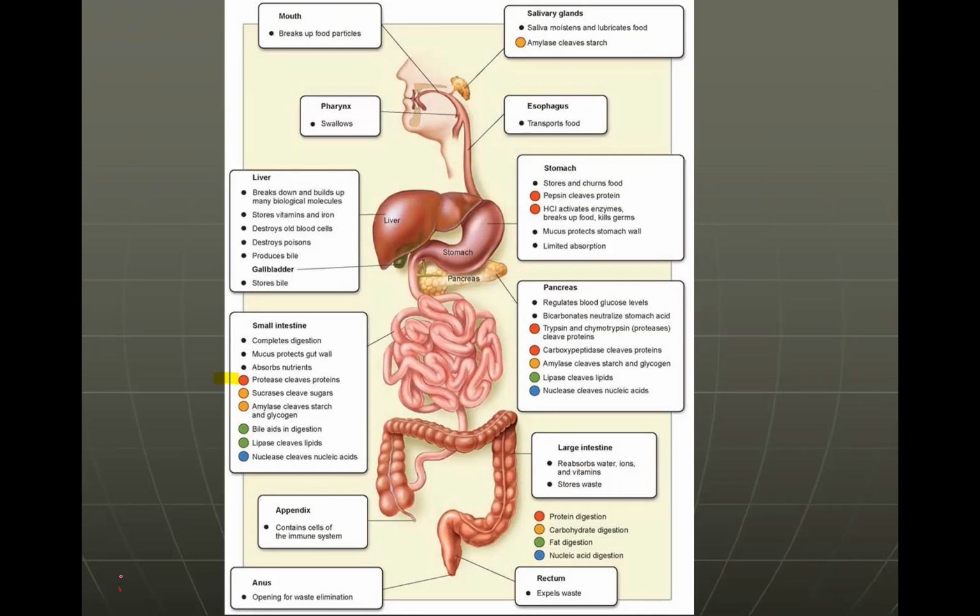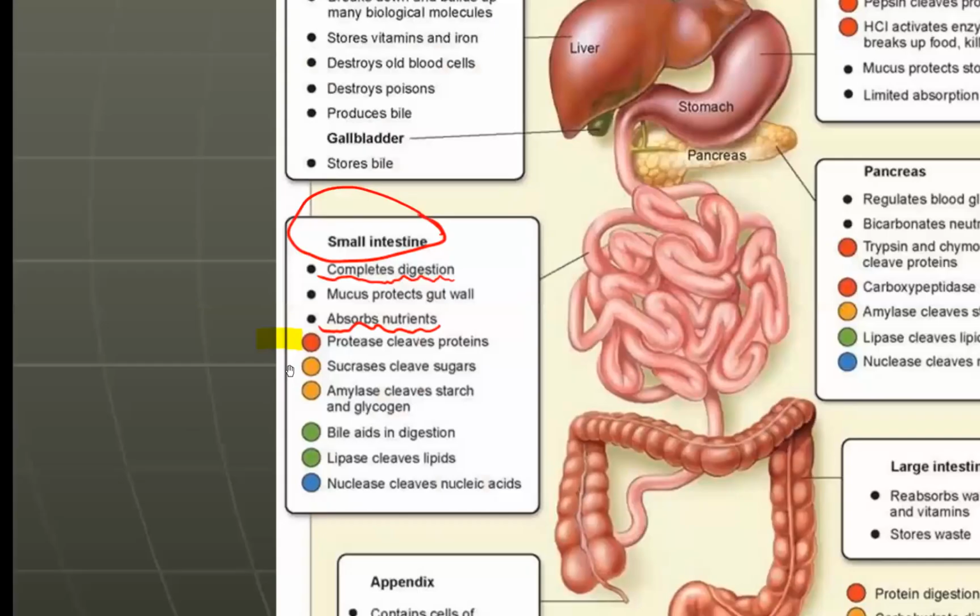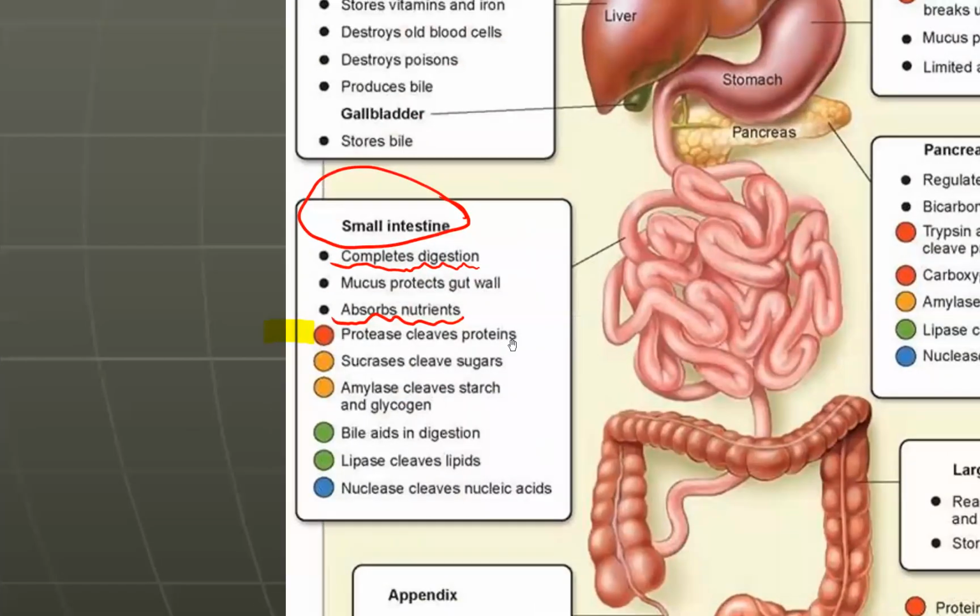Okay. So remember last time we talked about the small intestine is the most important organ in all of this. This is where you're going to get most digestion, and this is where you're going to absorb nutrients. So this is where you're going to get most of your digestion and all of your absorption. Okay, so you cannot live without your small intestine. It's really, really important.